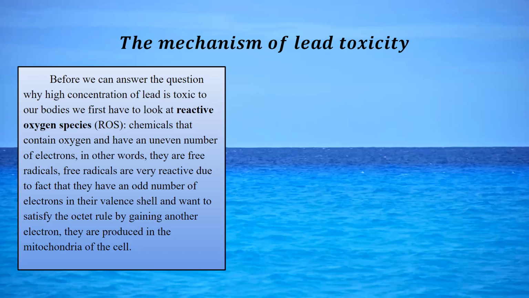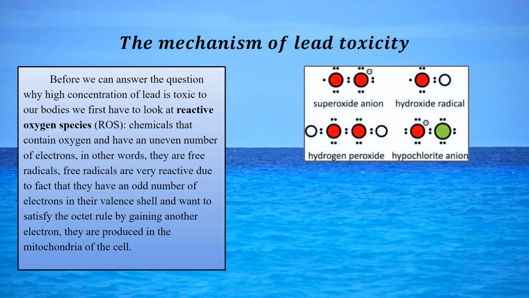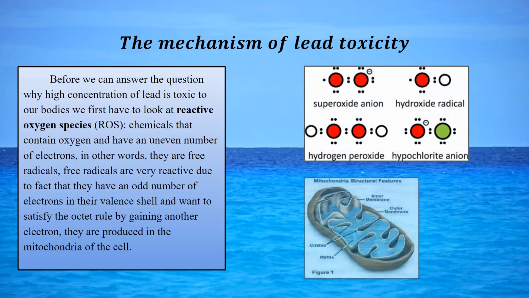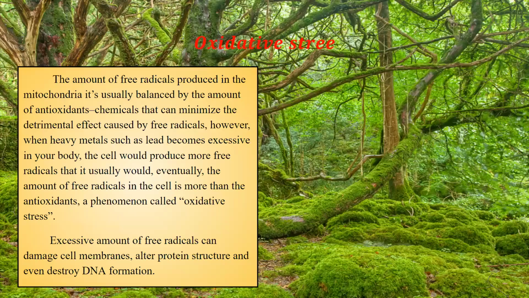Free radicals are very reactive due to the fact that they have an odd number of electrons and they want to satisfy the octet rule by gaining one more electron. Examples of free radicals include superoxide, hydroxide, peroxide, etc. And they are usually produced in the mitochondria of the cell. Our mitochondria produce free radicals.